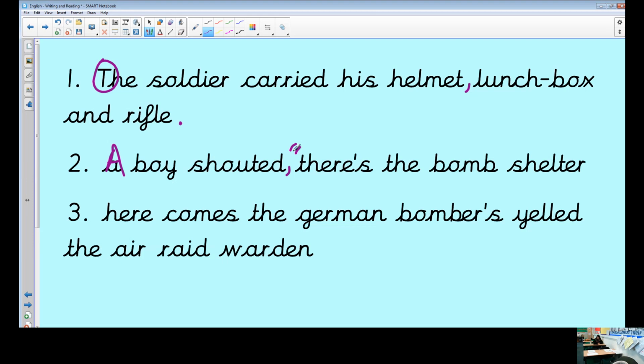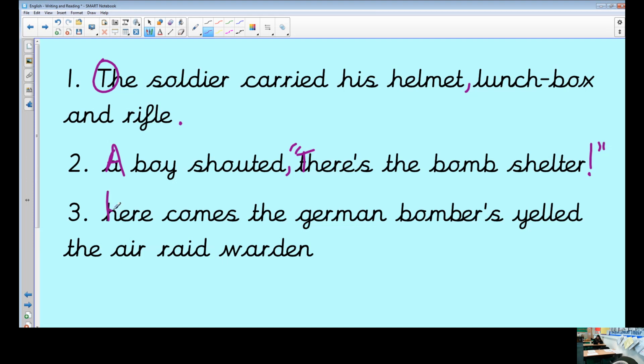I need my inverted commas to open up. If you're being really picky, you're going to have a capital T for there's. And he's almost pointing in the distance, he's shouting, there's the bomb shelter. So he's shouting it, which means he needs an exclamation mark. And to finish, we need our 99 inverted commas to close that bit of direct speech.